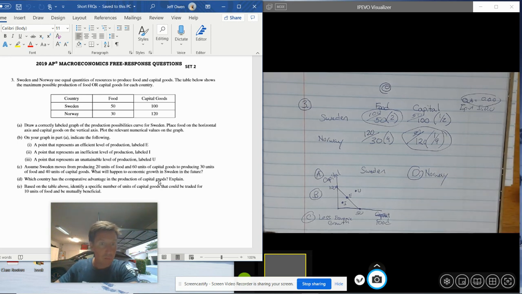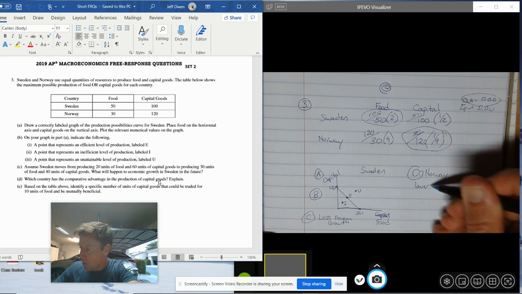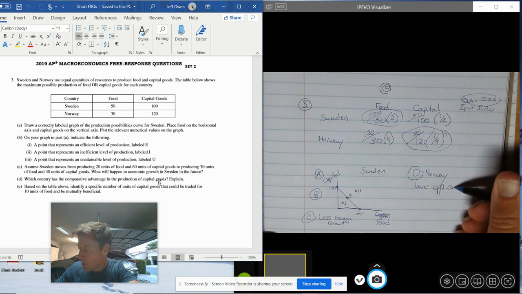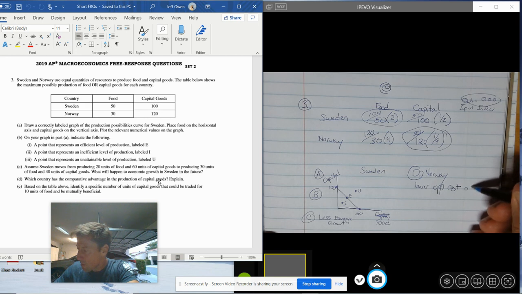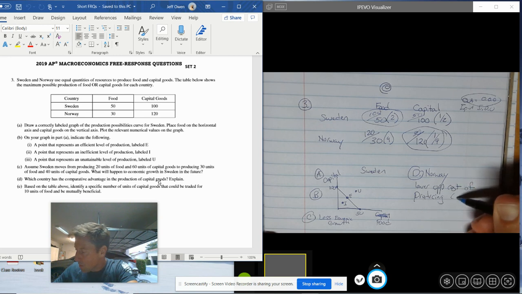And then they said why, so I actually have to explain this time. Because they have a lower opportunity cost of producing capital goods in terms of food.